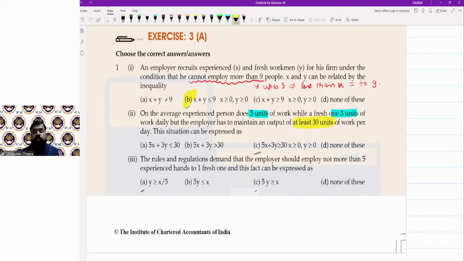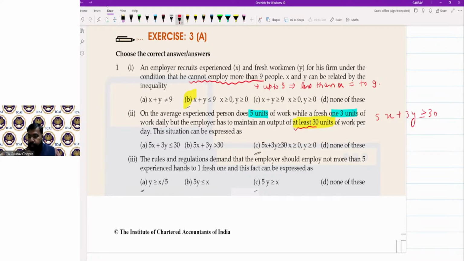And how will we express this situation? So we can take one as X, another as Y. Experienced we have taken as X and fresh as Y. So how much work will both do together? At least 30, meaning 30 or more. So 5X plus 3Y should be greater than or equal to 30.